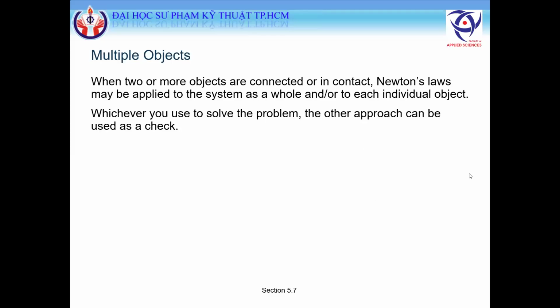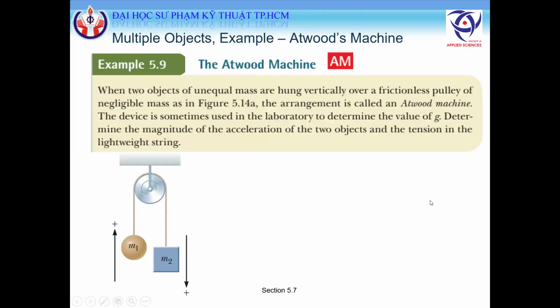Okay, so if we have two or more objects that are connected or in contact, then we can apply Newton's law to all of the objects. Okay, now let's say here we have a so-called Atwood machine.